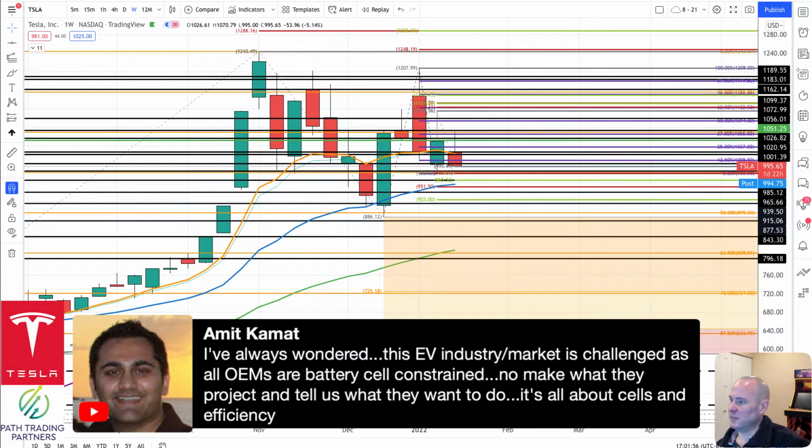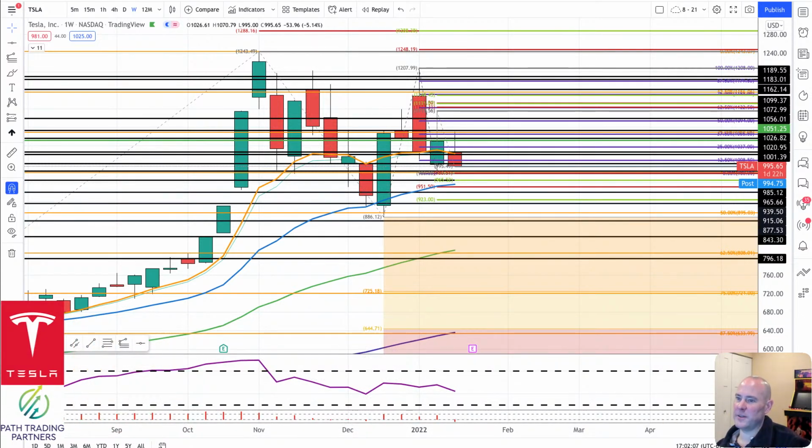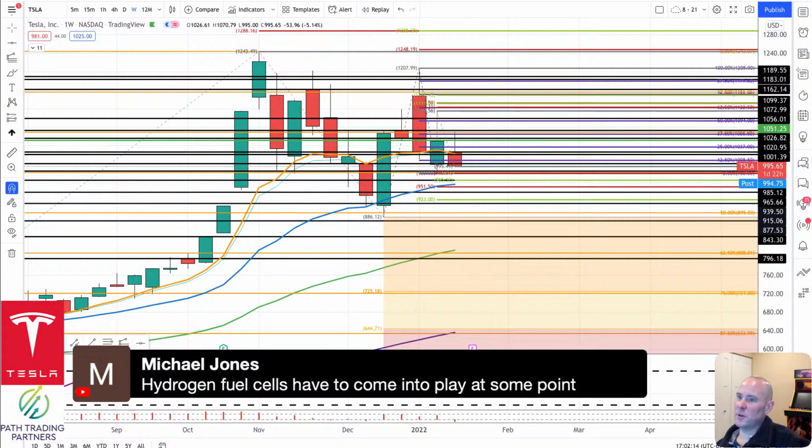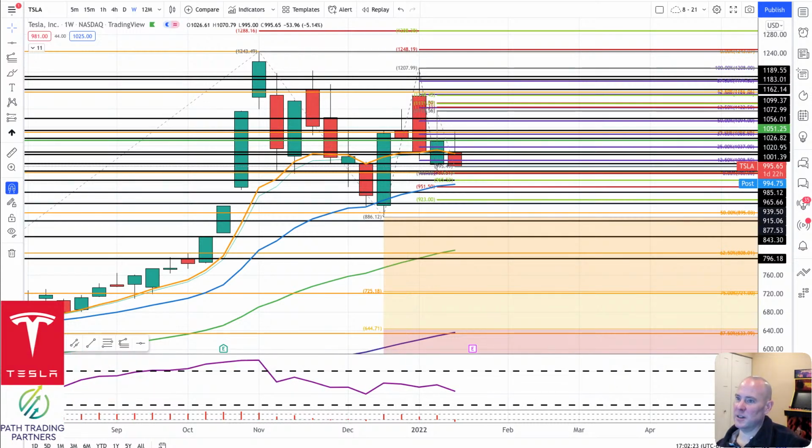Always wondered this: EV is challenged as all OEMs are battery cell constrained. No, make what they project and tell us what they want to do. It's all about cells and efficiency. Yeah, and there will be limiting factors in that. And I'm not just referring to Tesla. I'm talking about the broad EV market. I agree. Hydrogen, that's been put on the back burner, but I actually love the hydrogen fuel cells. I actually think that should be revisited.